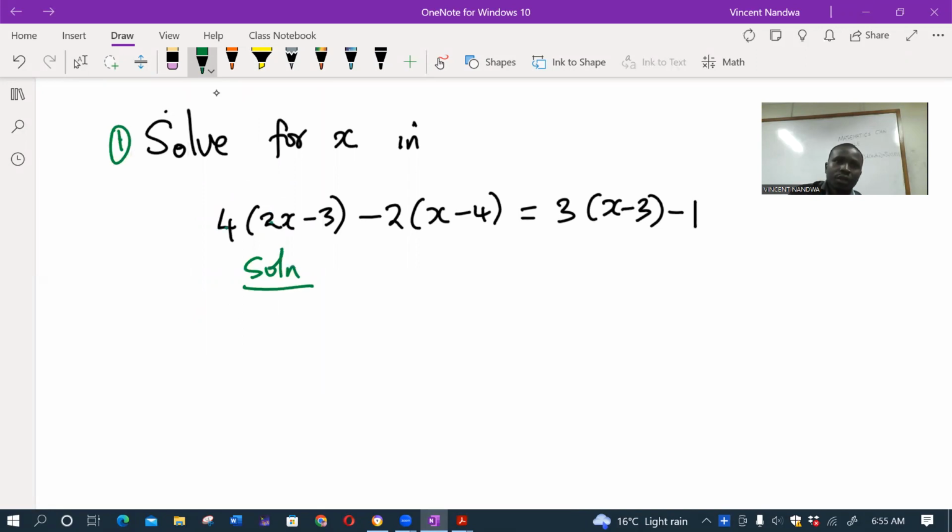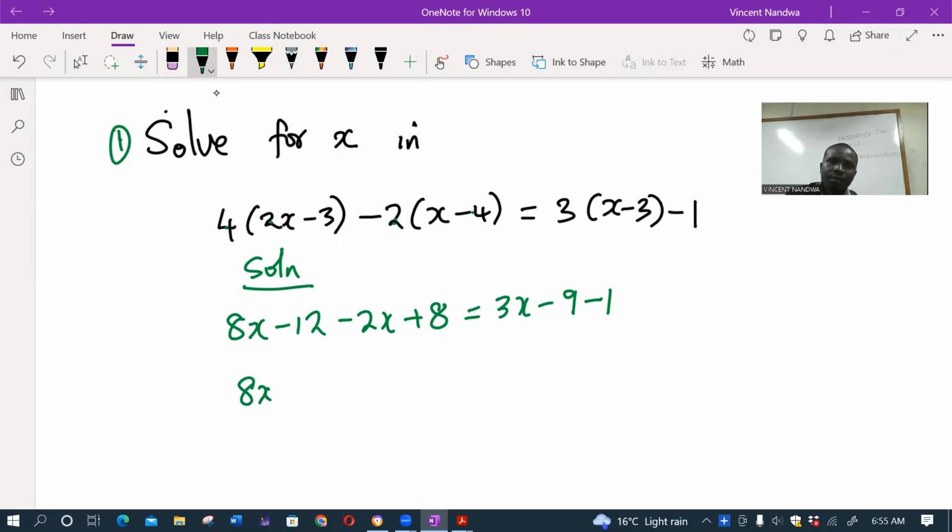So 4 by 2x is 8x. 4 by minus 3 is minus 12. Minus 2 by x is minus 2x. Minus 2 by minus 4 is positive 8. Then 3 by x is 3x. 3 by minus 3 is minus 9. Then minus 1. So after opening brackets, we collect like terms.